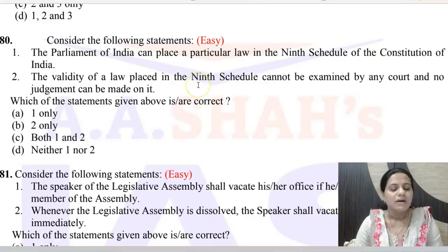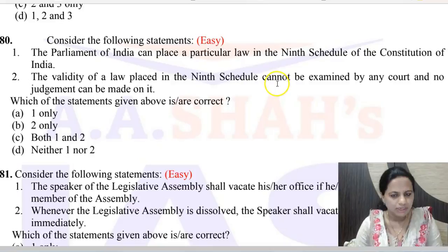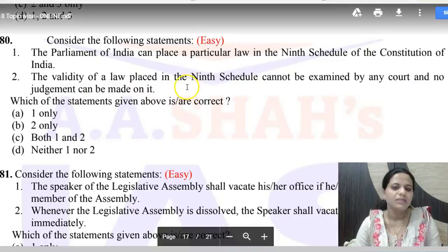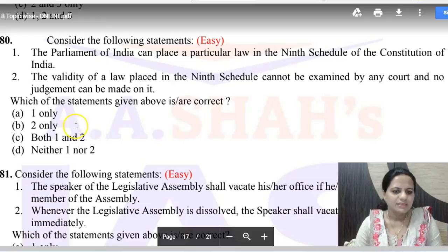But then the Supreme Court had recently ruled that what is put or not put in the 9th schedule can be reviewed. Once put in the 9th schedule it is immune from judicial review, but still the immunity can be decided on after the Supreme Court rules if a question comes before it. So the statement that the validity of a law placed in the 9th schedule cannot be examined by any court and no judgment can be made on it is no longer true, after the recent ruling. So 80, the correct answer is A.